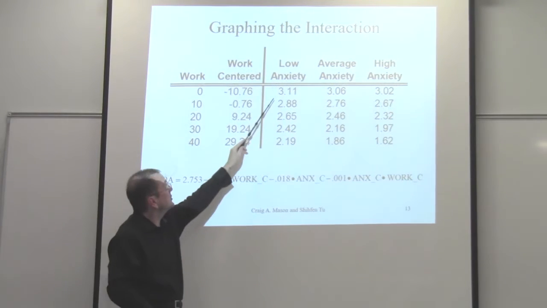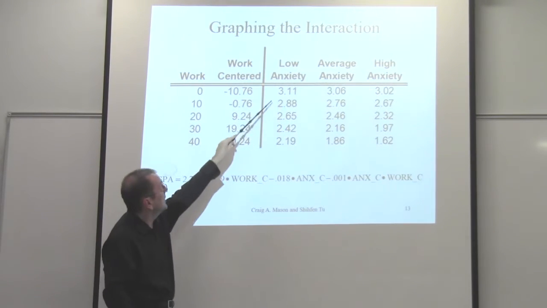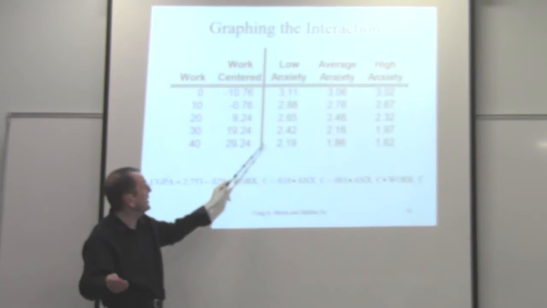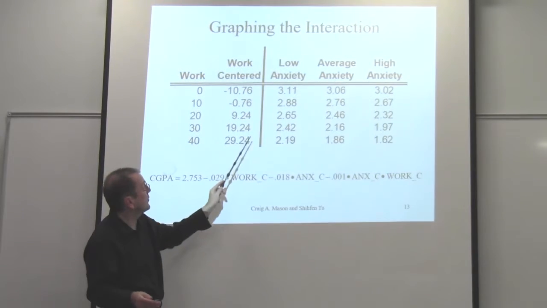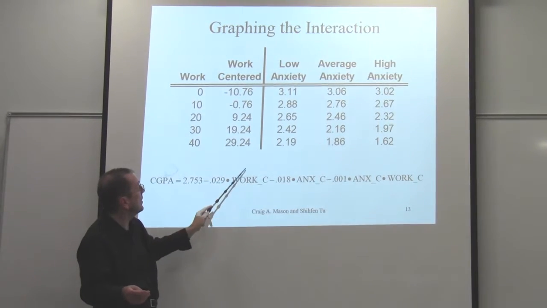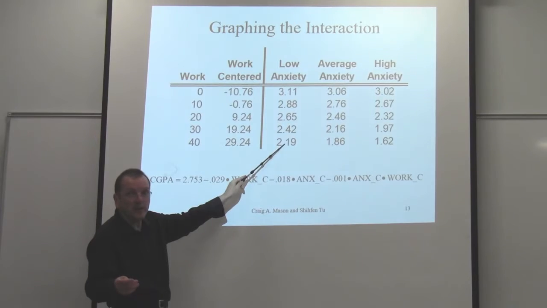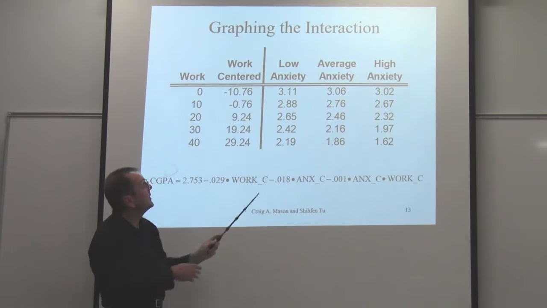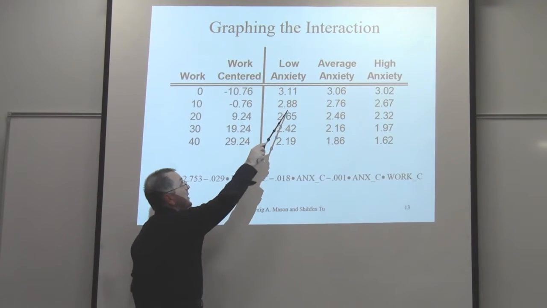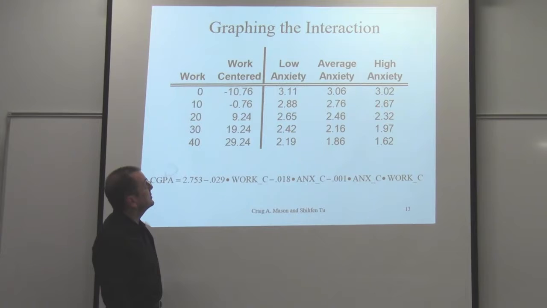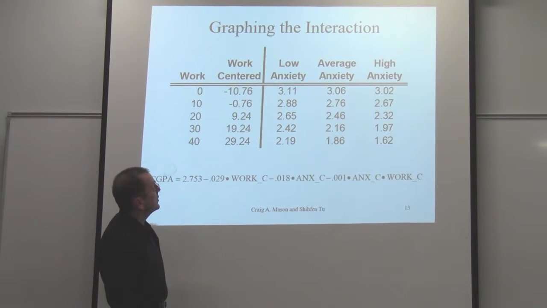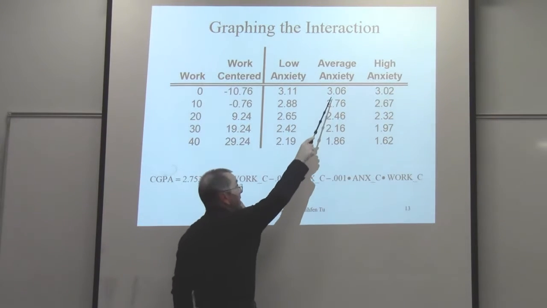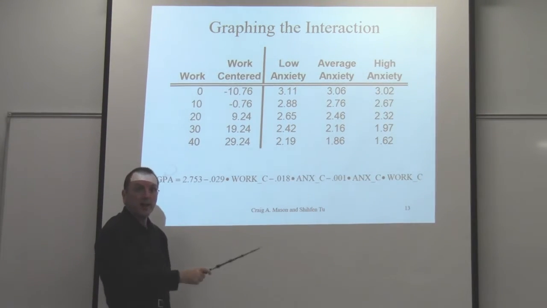If we plug these in, we first do work centered, and these are the results we would get. Based on anxiety of negative 5.9, if work is 29.24 and anxiety is negative 5.9, and you plug this in, you get 2.19. And so you can see with low anxiety, your GPA goes down as you work more hours. Average anxiety, so now we're plugging in zeros for anxiety.